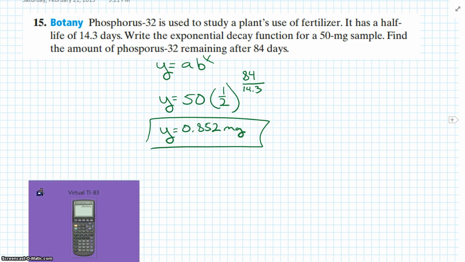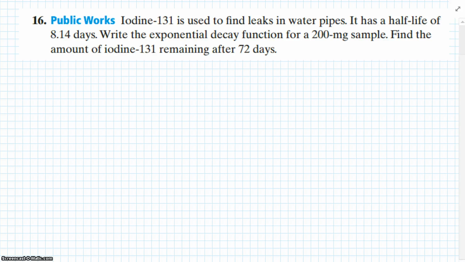Okay, next example. Oh, another half-life one. So iodine 131 used to find leaks in water pipes. It has a half-life of 88.14 days. Write the decay function for 200 milligrams after 72 days. So y equals, well, our sample size is 200. Our decay factor is 1/2. We're evaluating after 72 days with a half-life of 8.14.